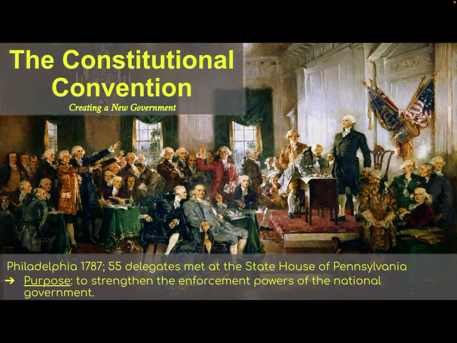Okay, you have in Philadelphia in 1787, 55 delegates. They met at the State House in Pennsylvania. And really, like I said, the purpose was to strengthen the enforcement powers of the national government. That was the goal. We have to be able to build a government that can enforce the laws, that can enforce taxes in order to pay for a military that will protect our country and things like that.